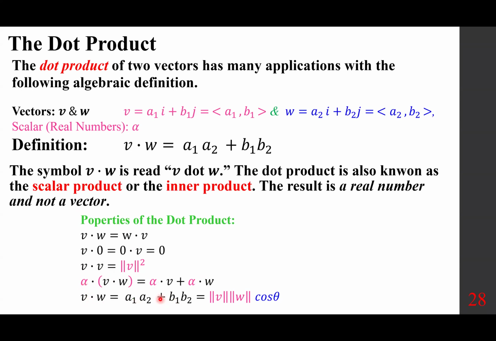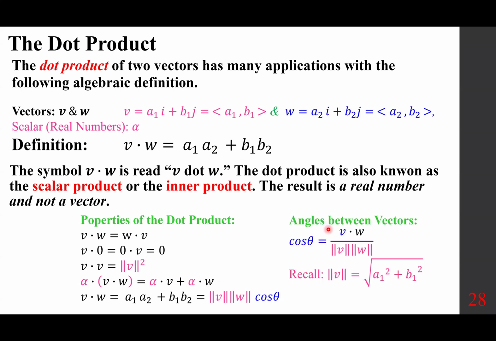And as I said, this is the answer, right? a1, a2 plus b1, b2. This is the definition, everybody. And this is equal to the magnitude of v times magnitude of w times cosine theta. Therefore, if I want cosine theta, I would divide the left side by the product of these two. So the angle between vectors, cosine theta, is v dot w divided by the product of their magnitudes. And again, magnitude is square root of a1 squared plus b1 squared.